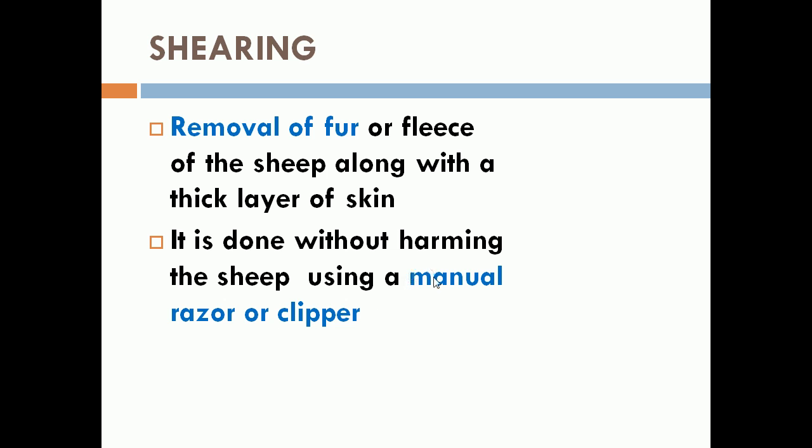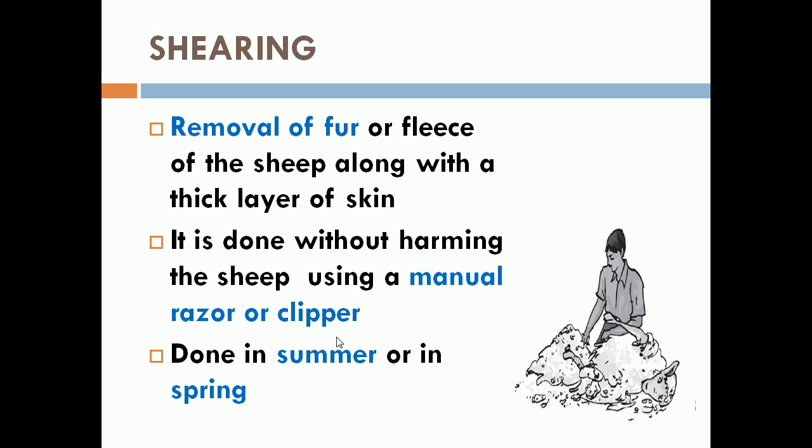using a manual razor or clipper. How will they remove the fur or fleece of the sheep? By using a manual razor or clipper. Usually it is done every year in spring or in summer season. During summer we know the temperature is very hot, so the fleece of the sheep is not required as an insulator during these months. So shearing is usually done every year in spring or summer.